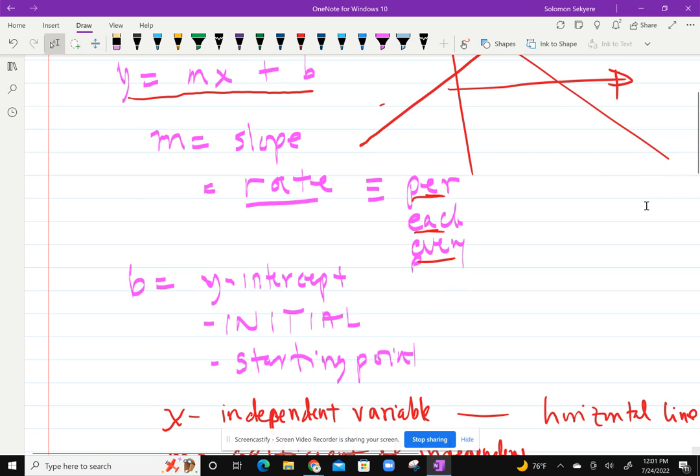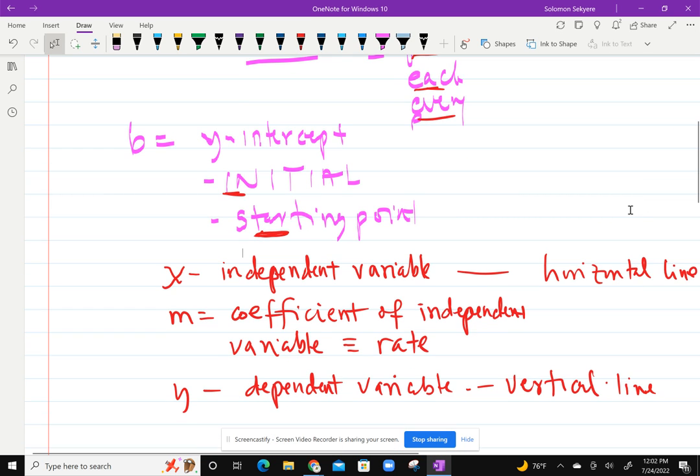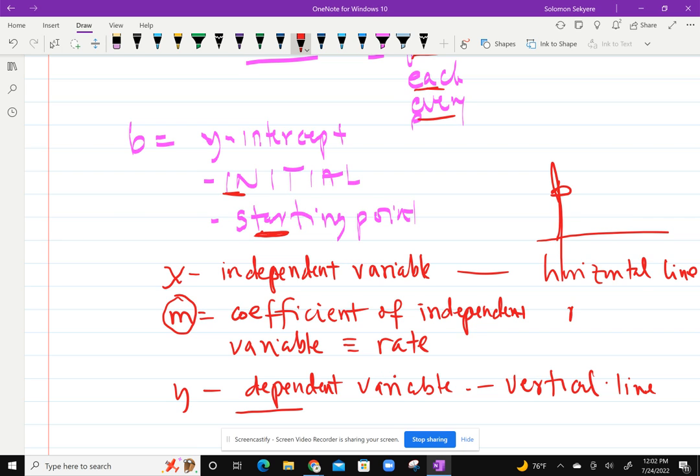And what is your b? It's commonly called the y-intercept, but think of it a lot as the initial value or the starting point. And x is your independent variable, normally your horizontal axis, and y is your dependent variable, the vertical axis. m here is the coefficient of your independent variable. So we have mx, the number multiplying your independent variable becomes your rate, m.